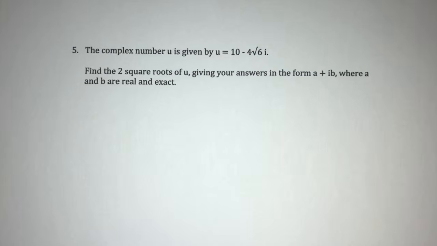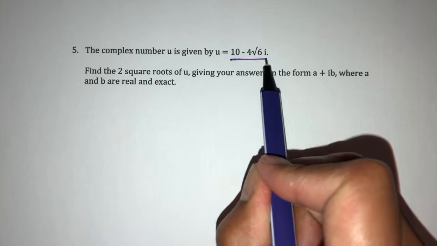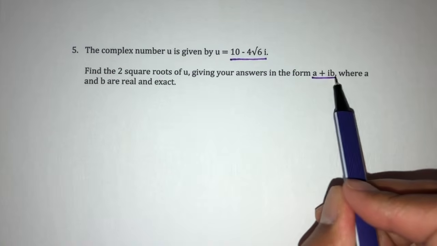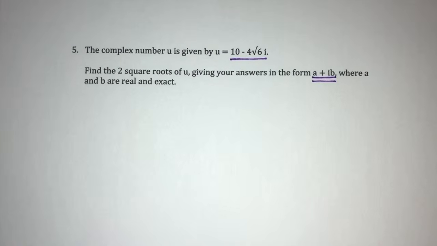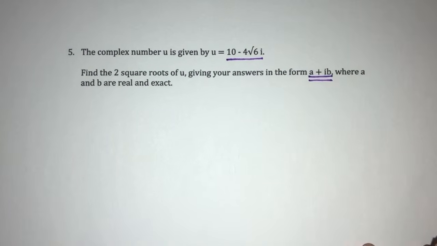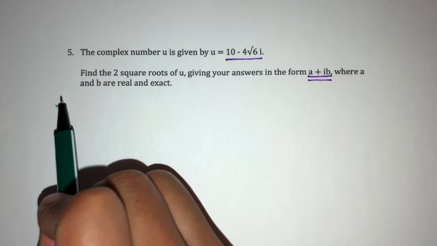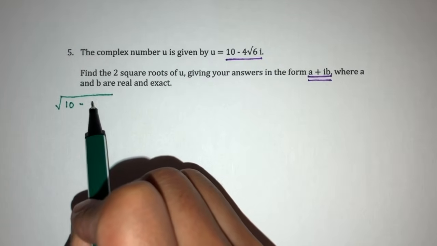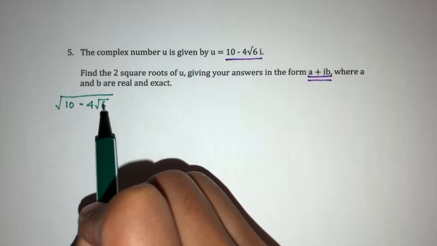The complex number u is given by this. Now, we have to find the 2 square roots of u, giving your answer in the form of this, where a and b are real and exact. So pretty easy. Let's do that. So square root of u, that will be 10 minus 4 root 6i.